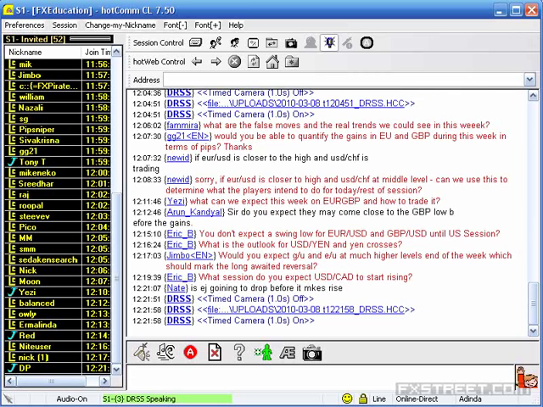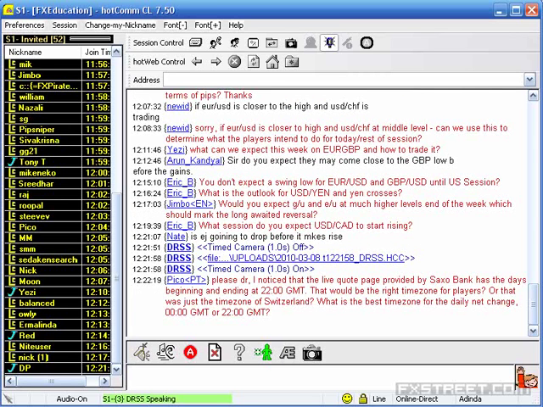Okay, camera is correct. What are the false moves and the real trends we could see in this week? You know what is a false move? A false move is the one which is against the intentional move. We need to understand what the intentional move is. Like Friday, they made a quick drop and within no time they regained the level. So the drop was a false move. We are able to identify it.